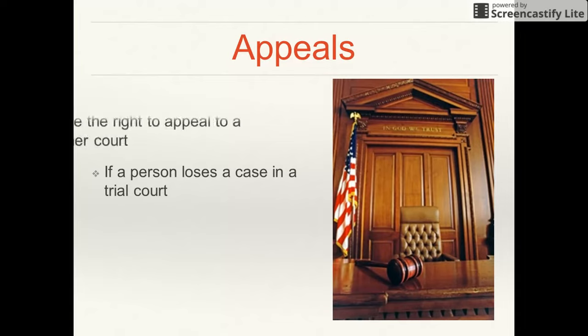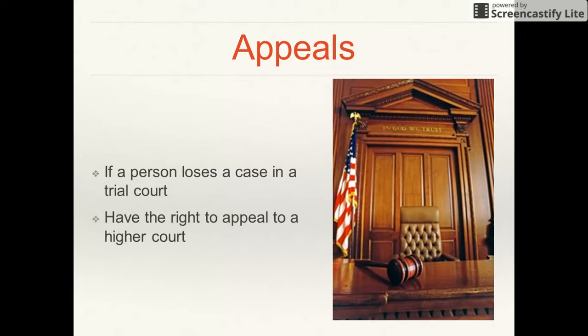Another good example is Tom Brady. Tom Brady, of course, won his appeal against the NFL to have his suspension overturned. And now the NFL is appealing it to a higher court, basically saying that Tom Brady deserved to be suspended. And they want to argue that with the next higher level of judges.